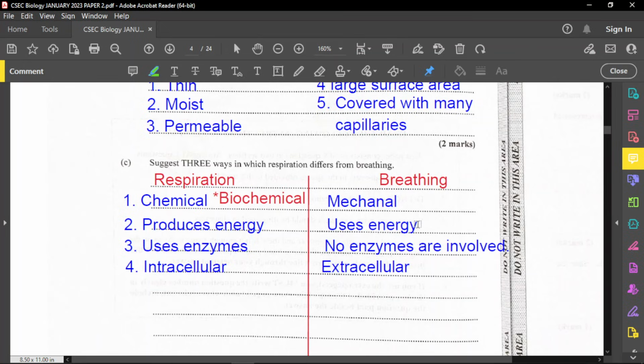But a point of clarification though, for respiration to start, energy is required. But the major function of respiration is to produce energy. But to breathe, you require energy for all those movements of the muscles and so on. All right, and breathing, there's no need for enzymes. Breathing is also extracellular, which is outside of the cell, as opposed to respiration, which takes place within the cell.